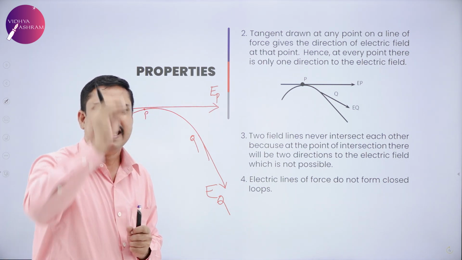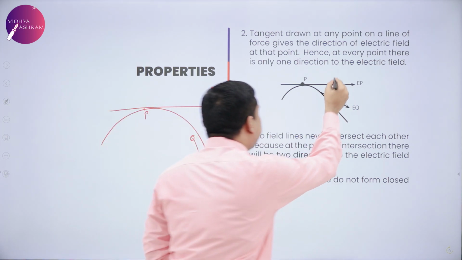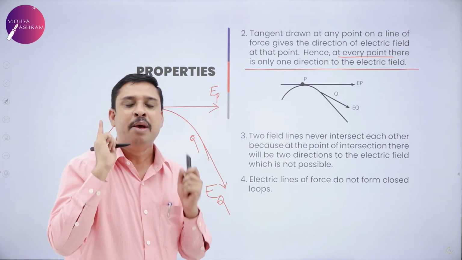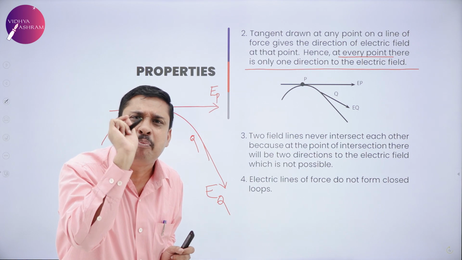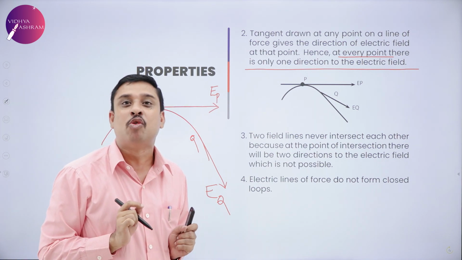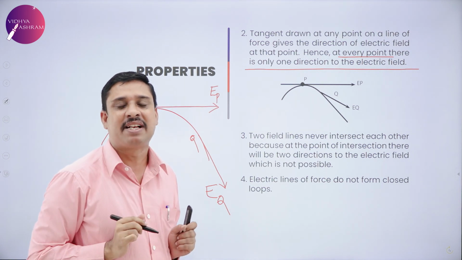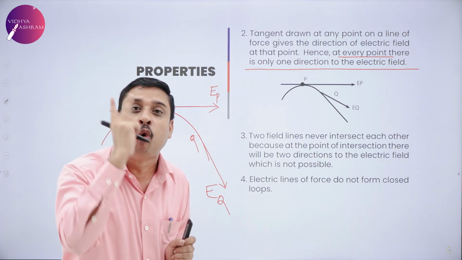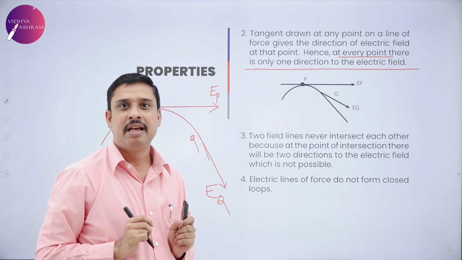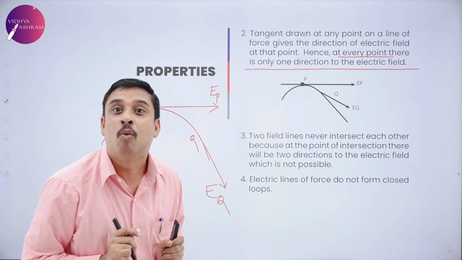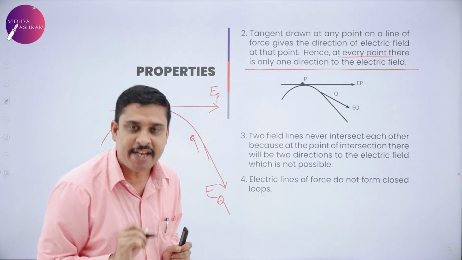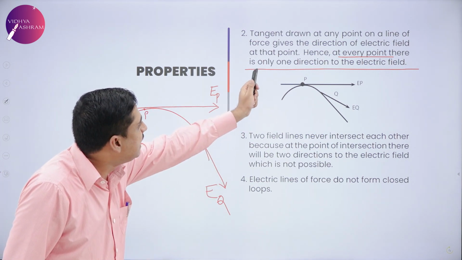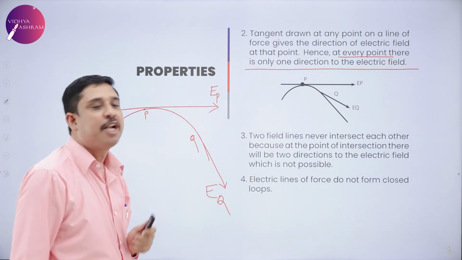So what do I conclude here? The basic conclusion is, at every point there is only one direction to the electric field. Please do remember this. At every point on the electric field line, electric field direction is unique. You cannot have two directions for the electric field at a single point. So a tangent drawn at any point on the field line gives you the direction of the electric field at that point.